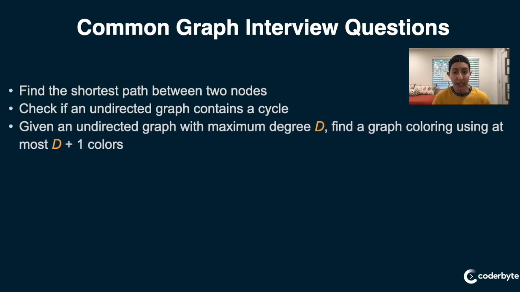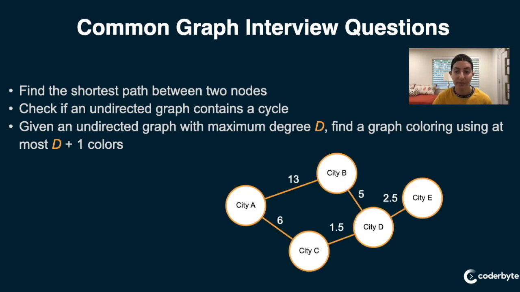Or given an undirected graph with a maximum degree D, find a graph coloring using at most D plus 1 colors. So coloring is another thing that we'll talk about when it comes to graph interview questions. And there are a lot of different ways you can color a graph based on certain parameters. So we'll go through all of that in the coming videos.